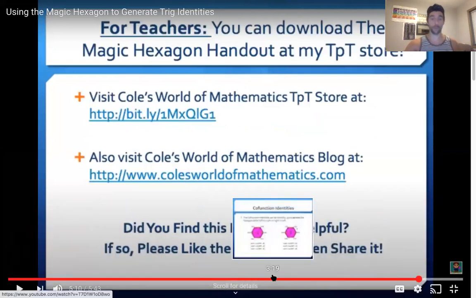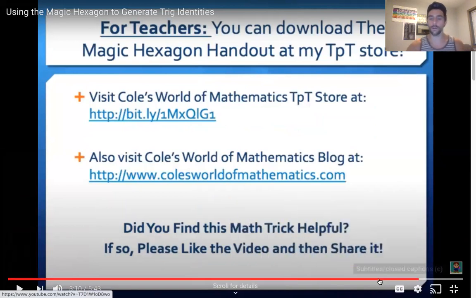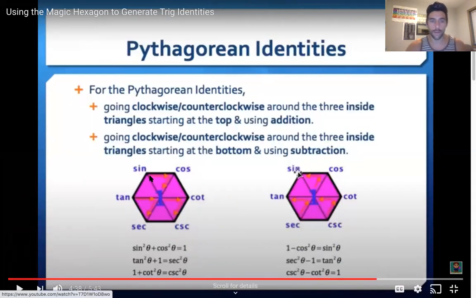That last bit, if you want to go back and watch it, is just her explaining how to use the magic hexagon. It's shown pretty clearly: if you start at sine, tangent, it's just how to create identities by going clockwise or counterclockwise within the little mini triangles of the magic hexagon, okay? As always, if you have questions, please let me know.